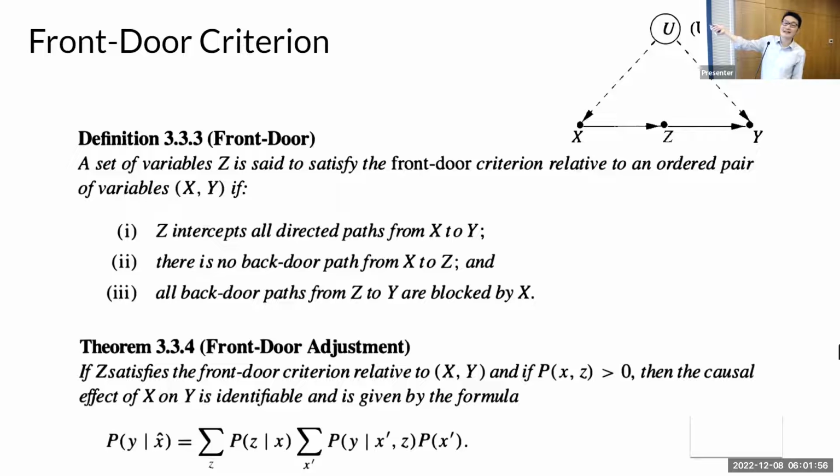But if you have Z here, you can see this is the front door variable. Then all of a sudden, you can still identify the causal effect of X on Y. Intuitively, you just apply the backdoor criterion twice. Here, you can see the effect of Z on Y, and then the effect of X on Z, and then you put them together, you can identify the causal effect of X on Y, as you can see from this adjustment rule. You apply the backdoor criterion twice, and you can find the causal effect of X on Y.